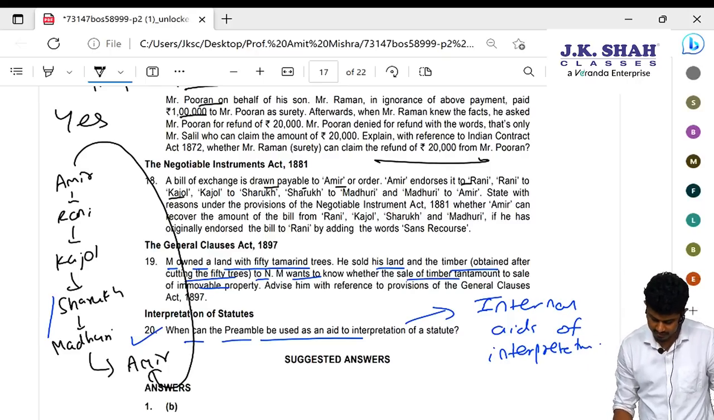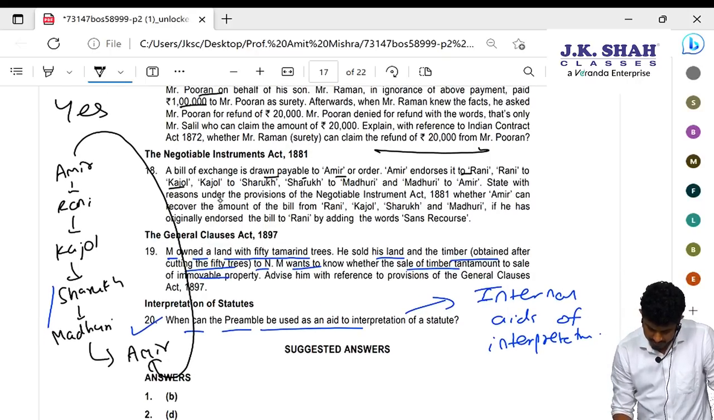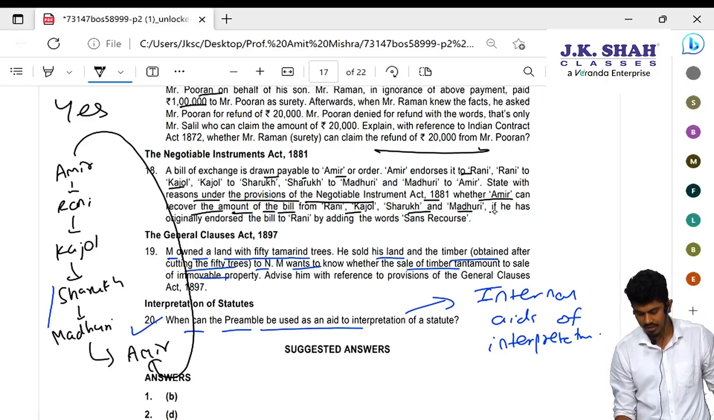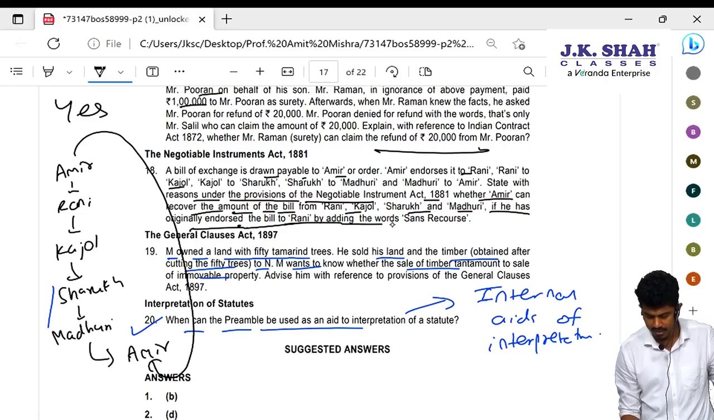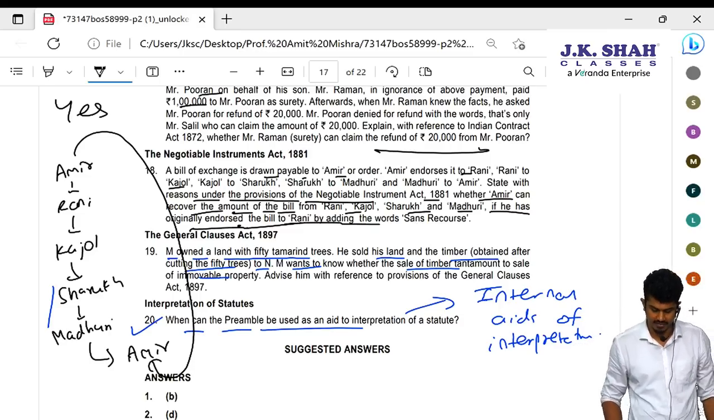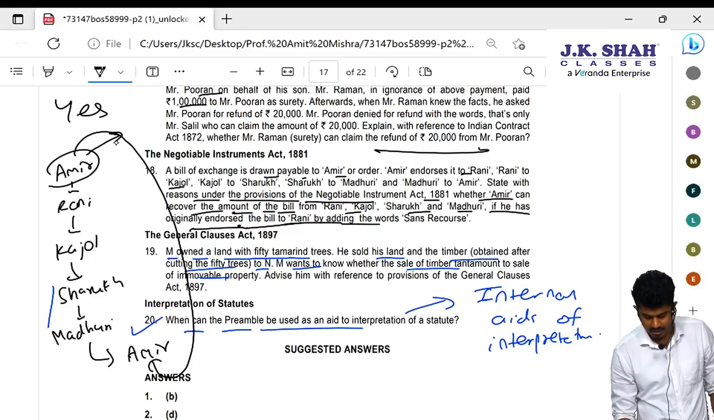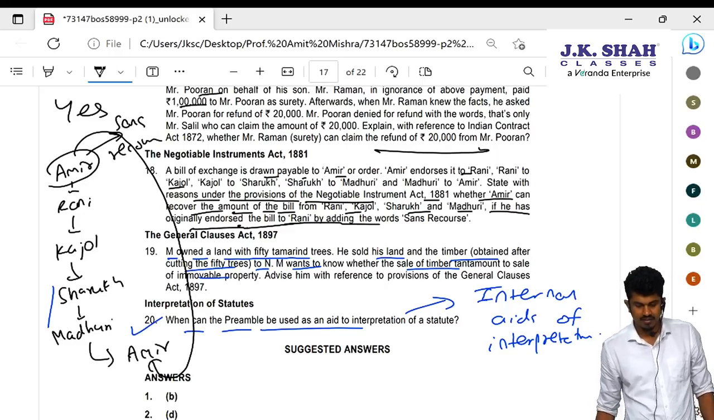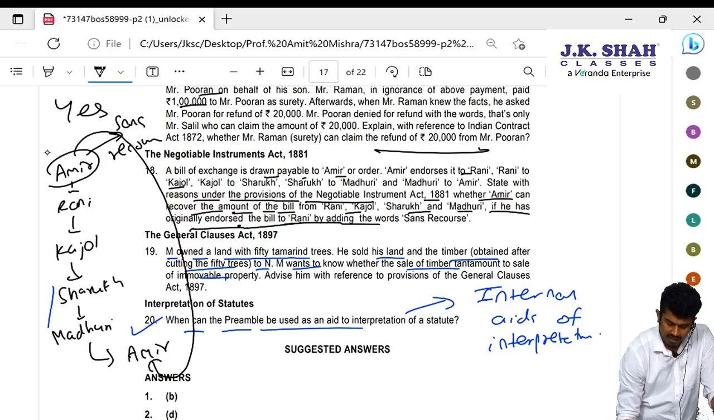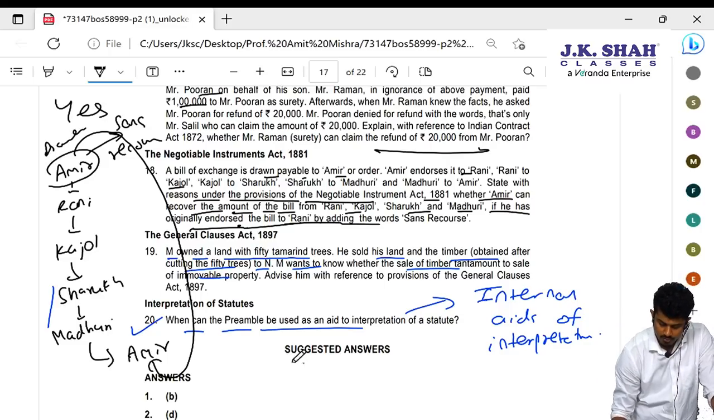But what have they asked? State with reasons under provision of Negotiable Instruments Act whether Amir can recover the amount of the bill from Rani, Kajal, Shahrukh and Madhuri if he has originally endorsed the bill to Rani by adding the words sans recourse. Sans recourse means without risk. So can I say Amir has endorsed the instrument by using the words sans recourse? So now, what will happen? Say, Amir is drawer, right? Let us assume, drawer is Malaika.